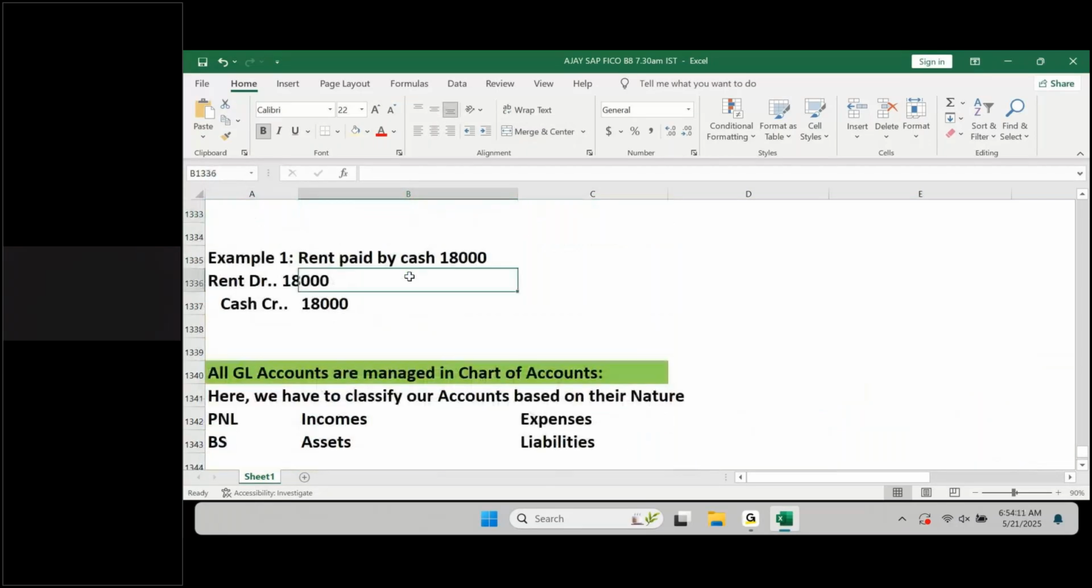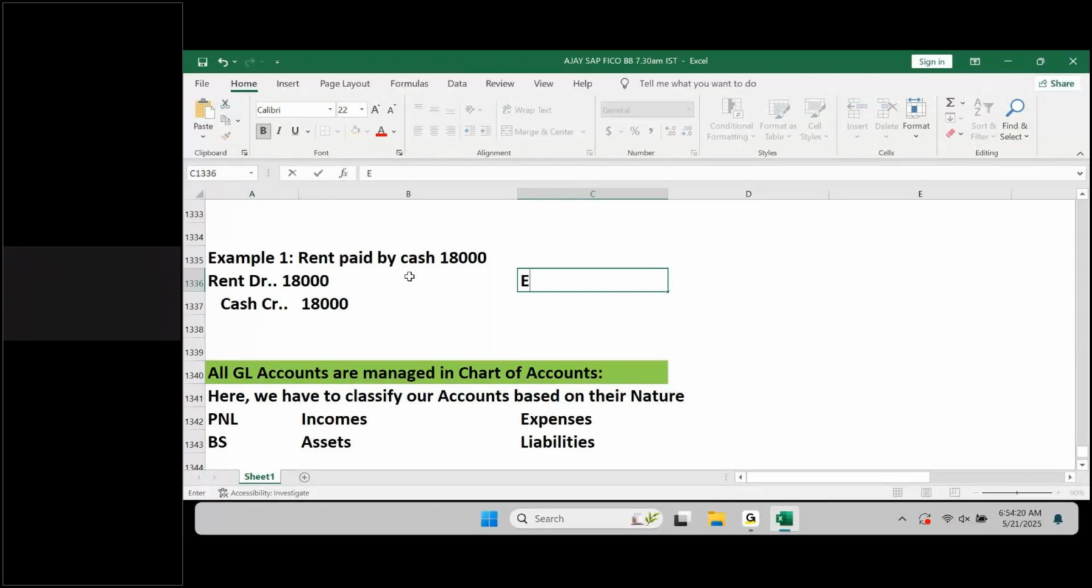Now, if I come up a little, we have listed this. Rent is what? Asset, liability, income, expense? Expense. Expense means P&L expense. Cash, asset. P&L asset or balance sheet asset? Balance sheet asset. Now, P&L expense is starting from what series? 4 series. Cash, 1 series.